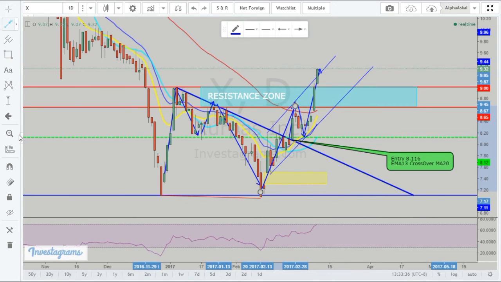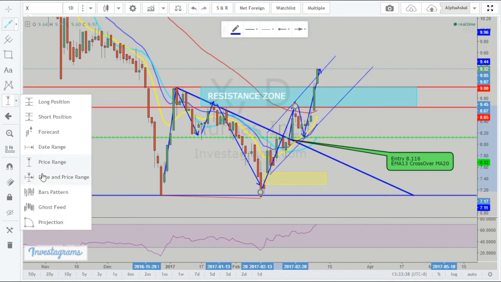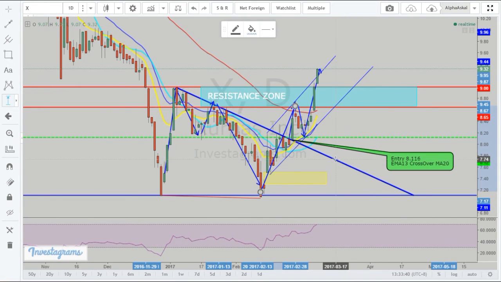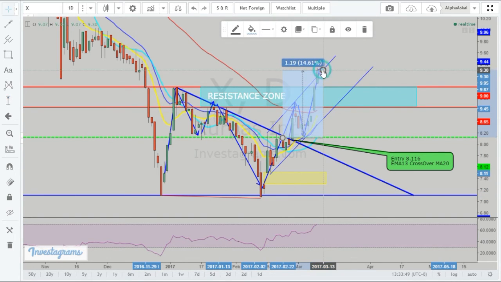So far for 2 weeks, we entered here at 18.16. So for 2 weeks, we're looking at about 14.61%. Not bad for a profit or potential profit, but we're not stopping there.